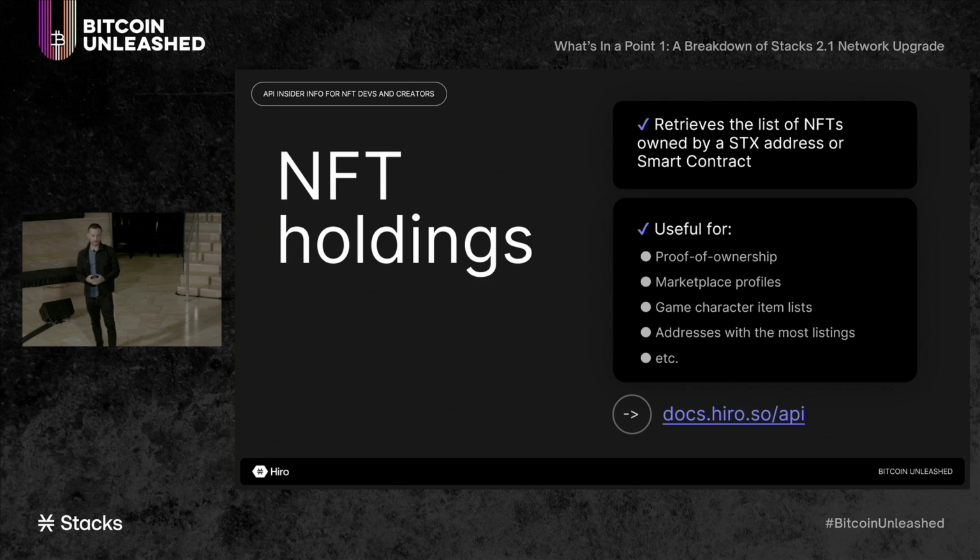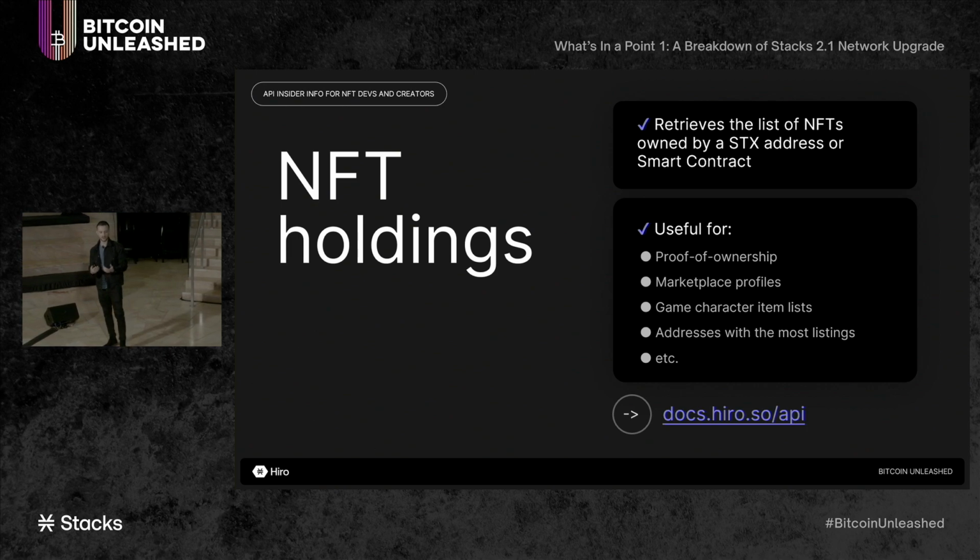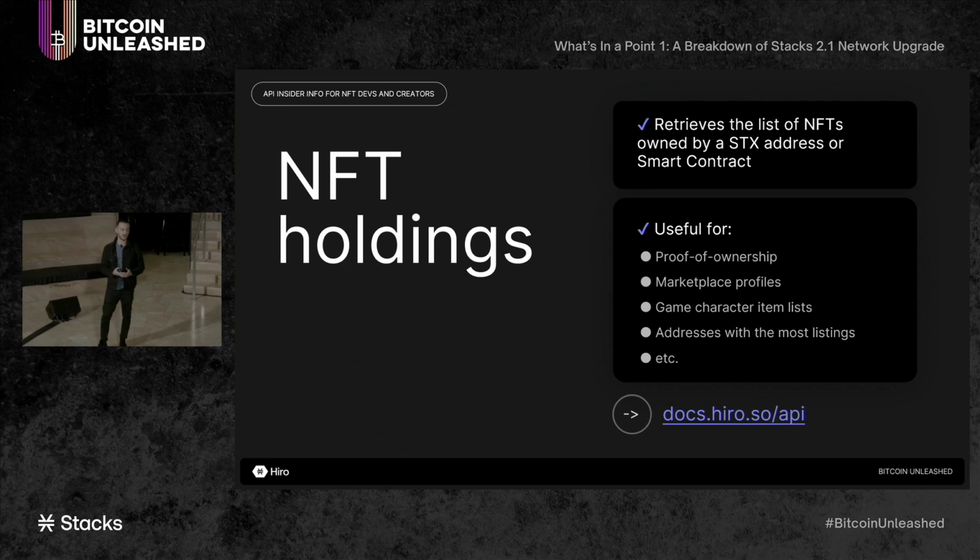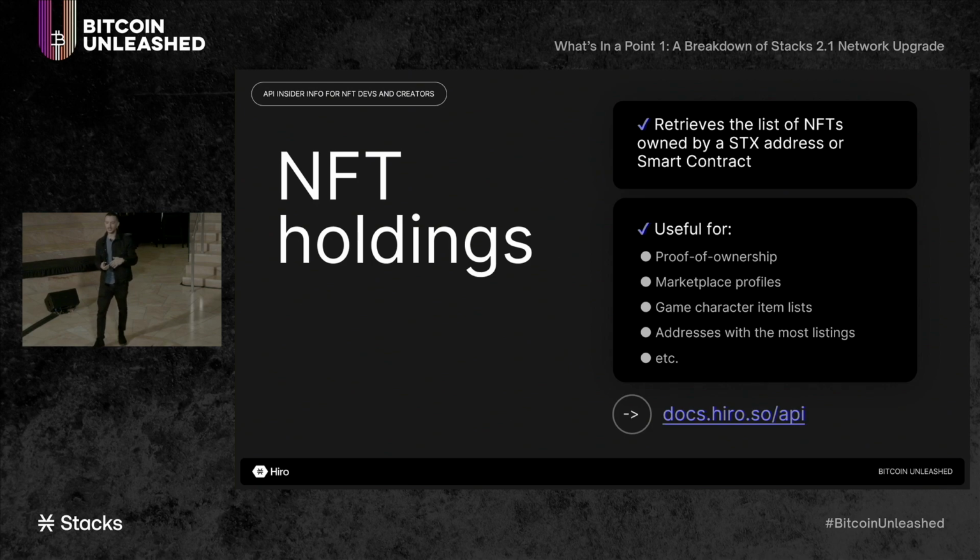You can also use it for marketplace profiles. So for example, if you visit a marketplace, you'll see that you have your own profile from your Hiro wallet, which lists your name or Stacks address and all the NFTs you own in order for you to be able to list them on the marketplace for selling. Also, if you're building a game, you can get character item lists from this endpoint. You can also determine, for example, if you query this endpoint with a marketplace contract, which addresses are selling the most NFTs and some other very useful data.